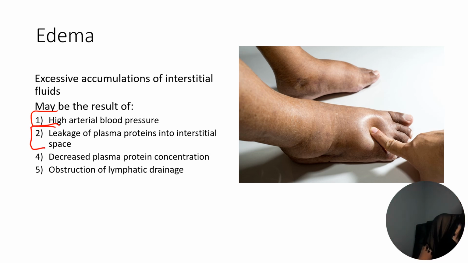Another is leakage of plasma proteins into the interstitial space. Now if we have those plasma proteins out in the interstitial fluid, we're going to have a greater colloid osmotic pressure of the interstitial fluid. So again, then we're going to be drawing fluid out into the interstitial space.